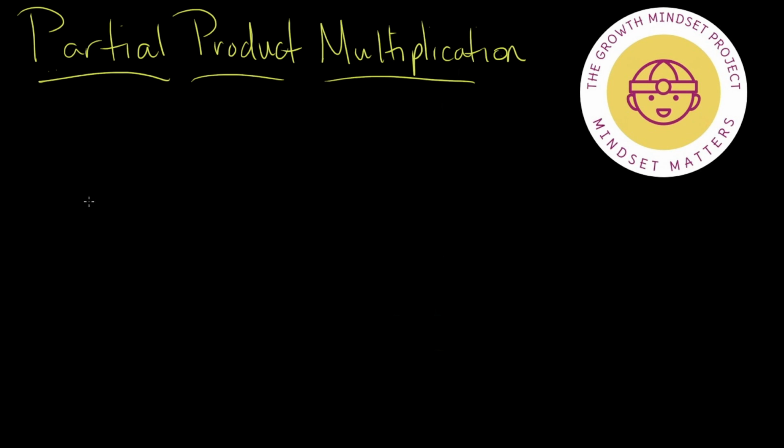Today we're going to continue our exploration of multiplication by learning how to do partial product multiplication. This is a really handy method and strategy if you're not totally comfortable yet using the traditional algorithm to solve multiplication problems. So let's look at how we use this to help us solve our problems.